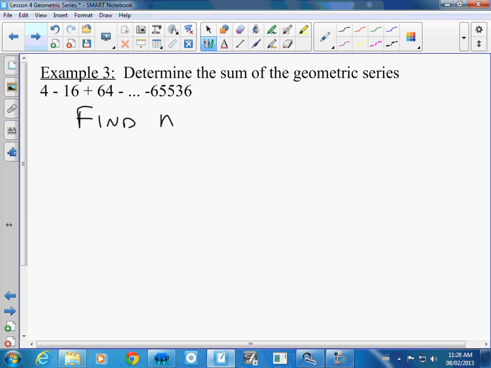Okay, what's the formula from the previous day? Tn equals, what is it? T1 times R to the n minus 1 at the top. Okay, so that's our basic formula. Now let's put in what we know. Let's write out here. We know, what's T1? 4. What is the nth term? What is the last term? Careful. Negative.